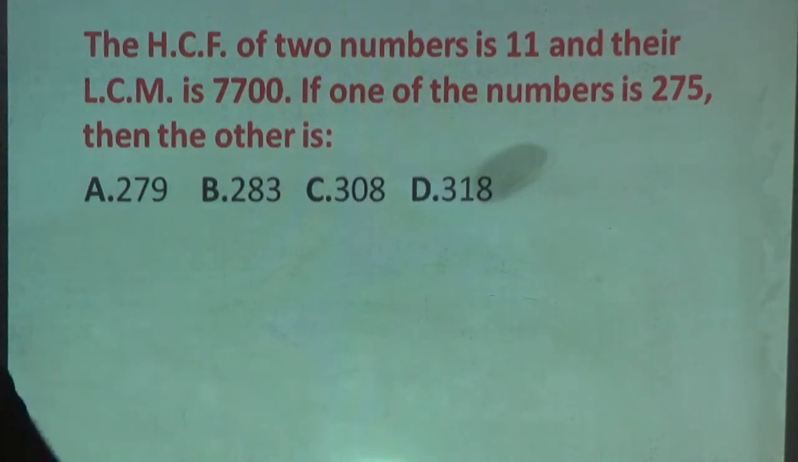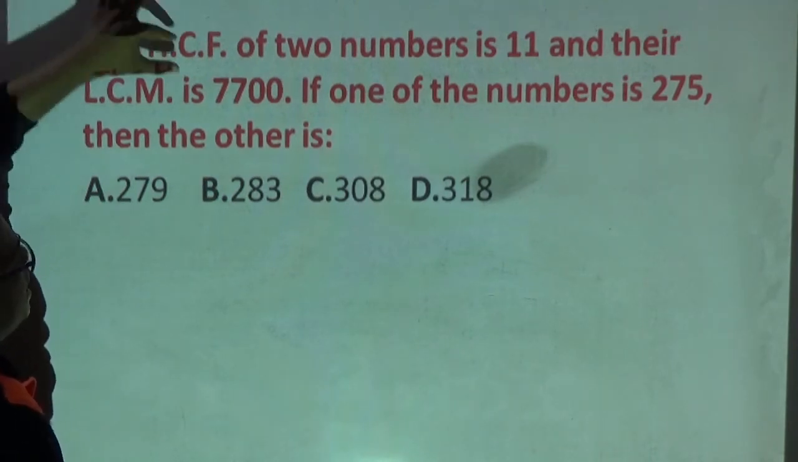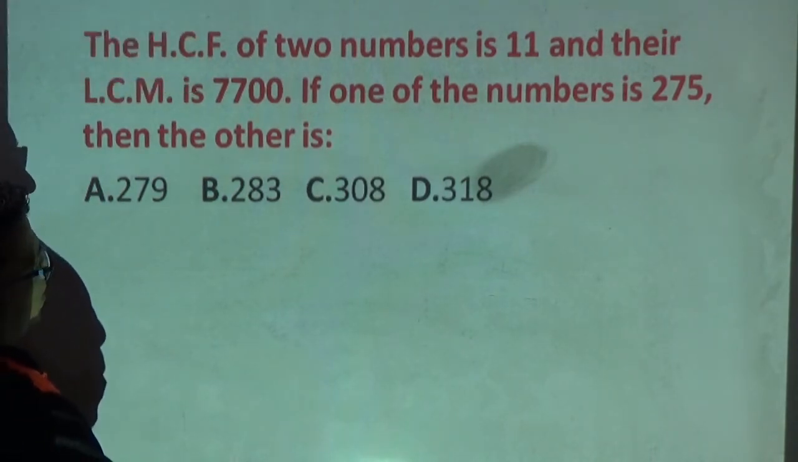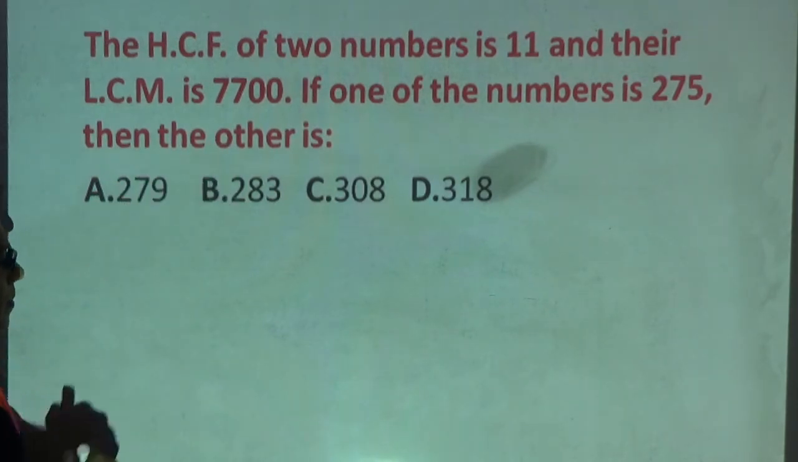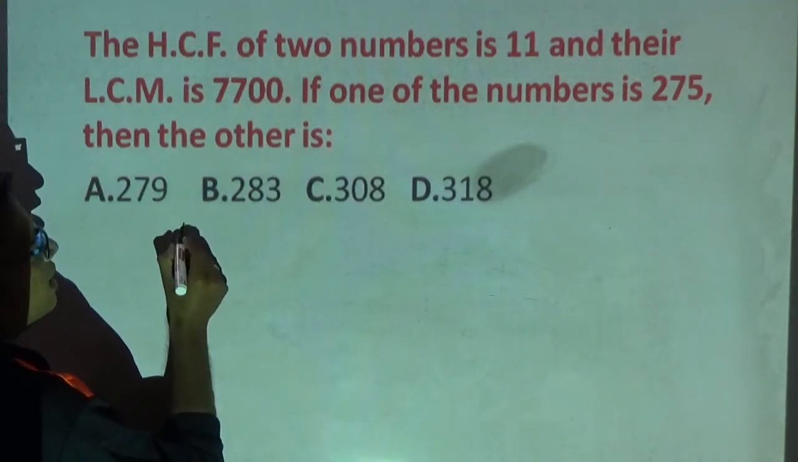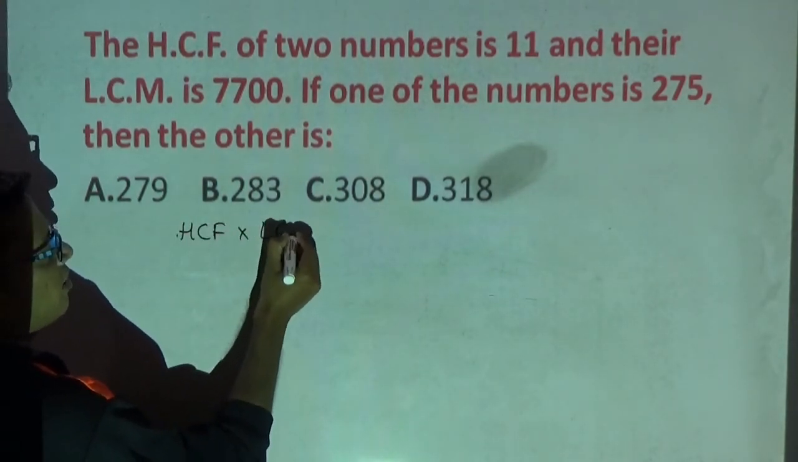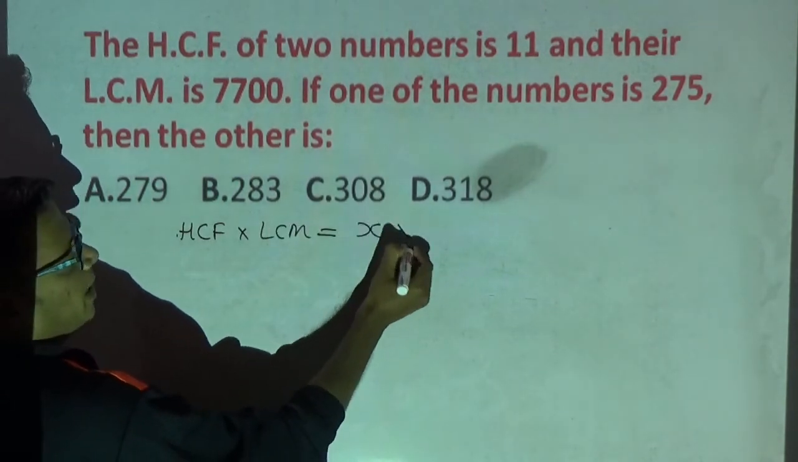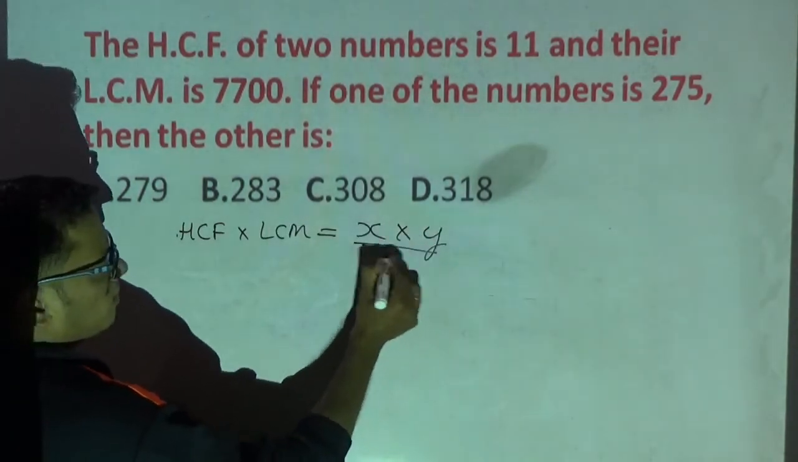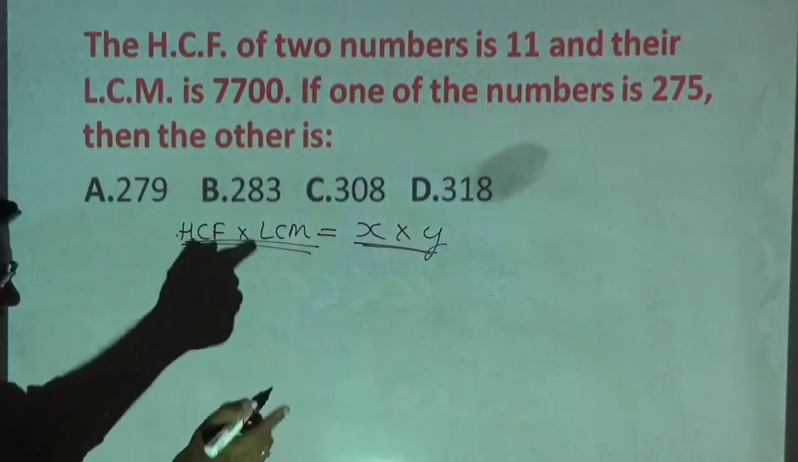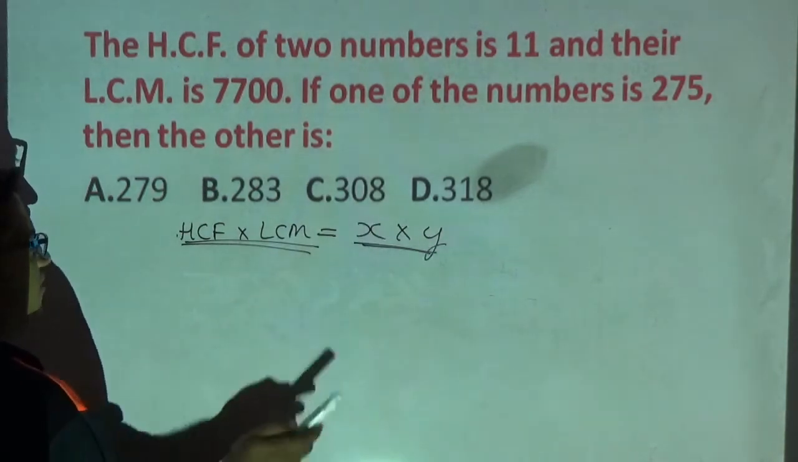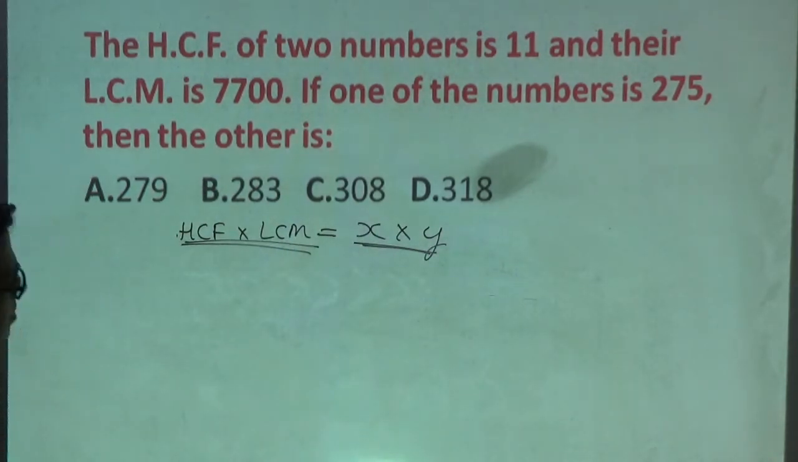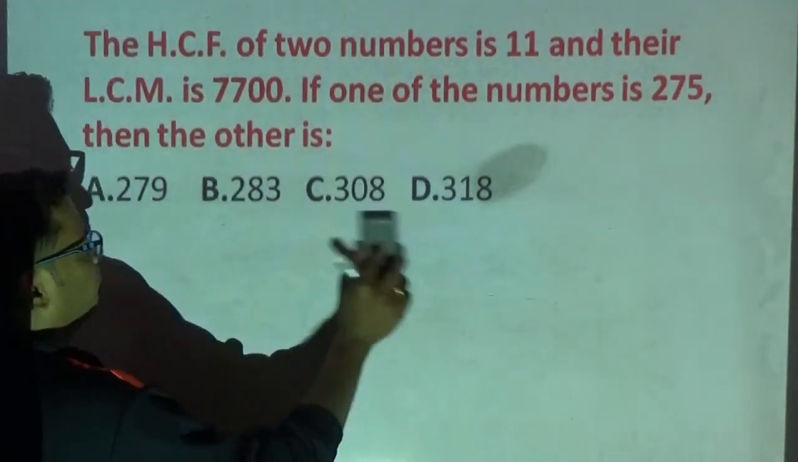Now next problem. The HCF of two numbers is 11, and their LCM is 7700. If one of the numbers is 275, we have to find the other number. Please note, kindly note that the product of two numbers is always equal to the product of their HCF and LCM. Write it down in your notebook.